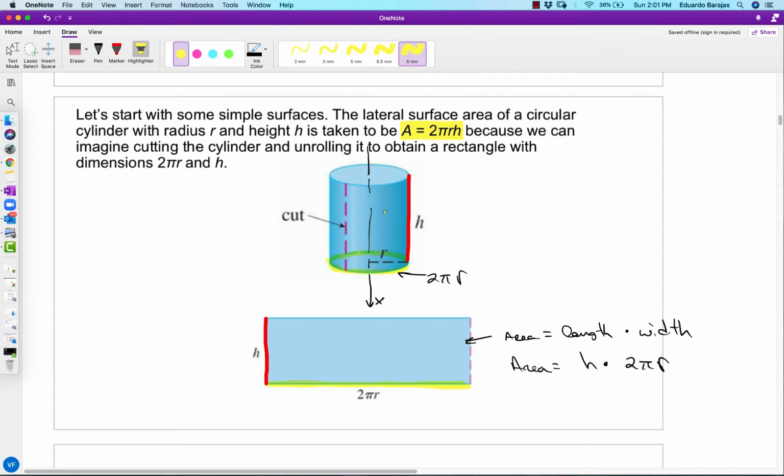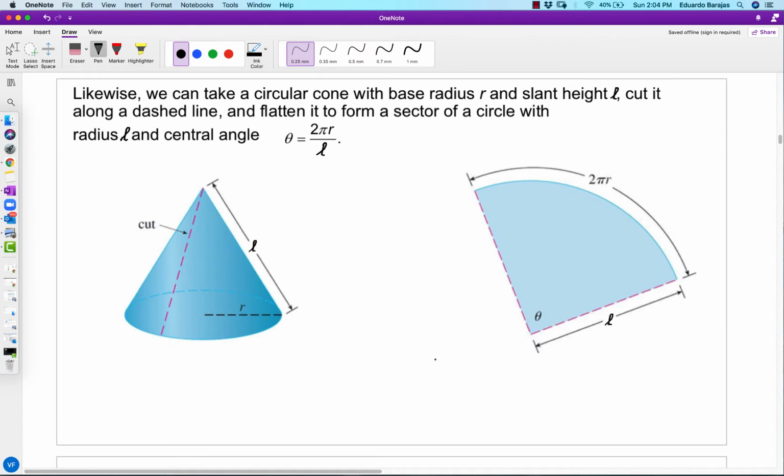Well, we want to work with shapes that are a little more complicated than this, so we need to develop a nice formula that can help us figure out the surface area of shapes that have curvature to them. So now let's take a look at a circular cone with base radius r and slant height L.